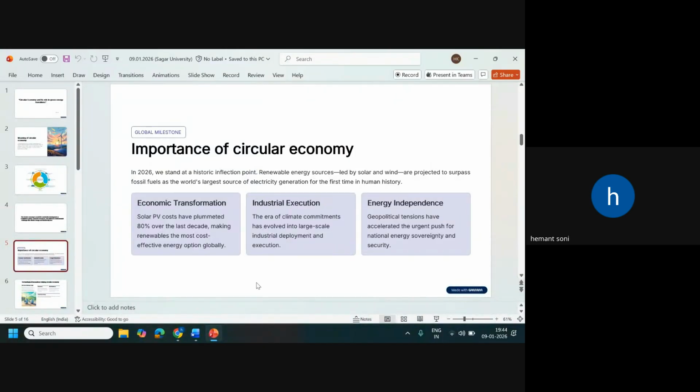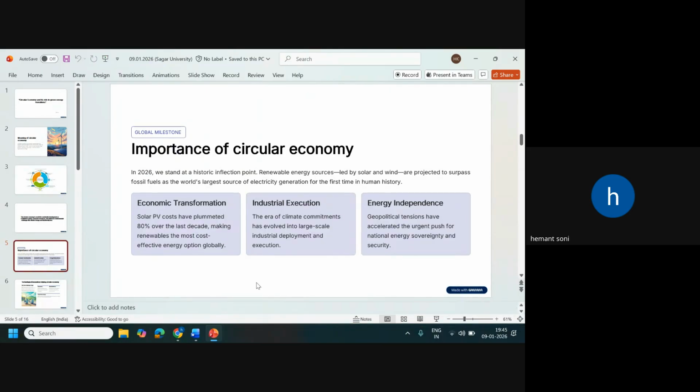Now, here I happen to get some information. In 2026, we stand at a historic inflection point. Renewable energy sources led by solar and wind are projected to surpass fossil fuels as the world's largest source of electricity generation for the first time. So basically, the conventional sources of energy like crude and fossil fuels now contribute a lower percentage to the overall production of energy. That is because new research has improved the conversion ratio, and also the costs overall have come down because commercial production has started to a large extent.